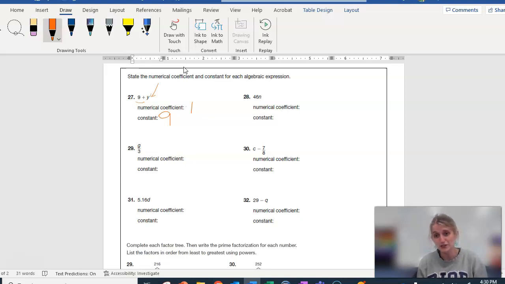I already said what the coefficient was here, so I hope you're paying attention. Also, remember that it's okay not to have a constant. I would just write no constant here because there's nothing that's added or subtracted to the variable and its coefficient. No constant. That's fine. Not every expression or equation has one.